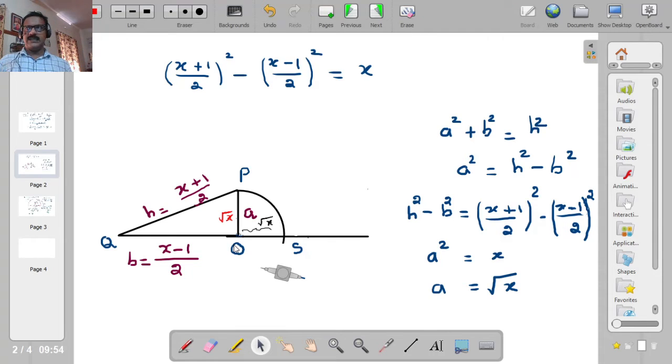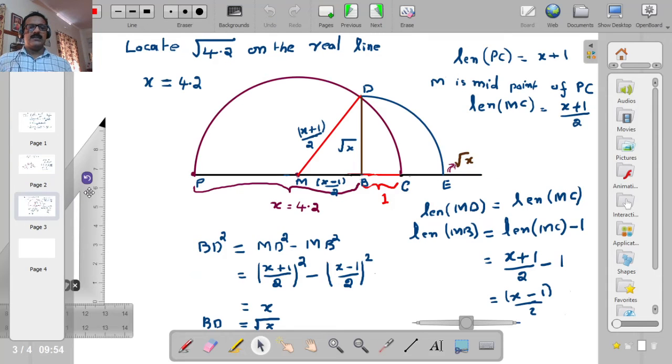Now I will be explaining the exercise procedure. I have given a sketch of how to solve this problem. We are given an x. Take x equal to 4.2. We have to locate square root of 4.2 on the number line, or the real line.